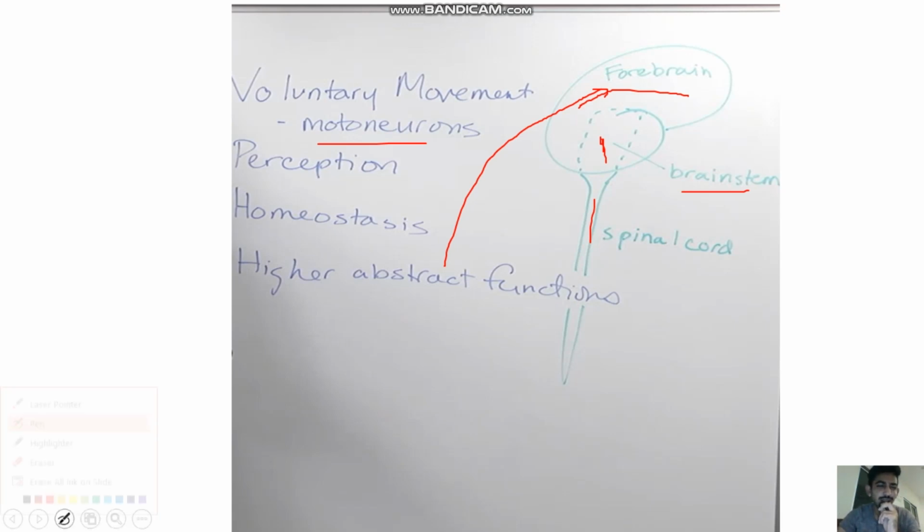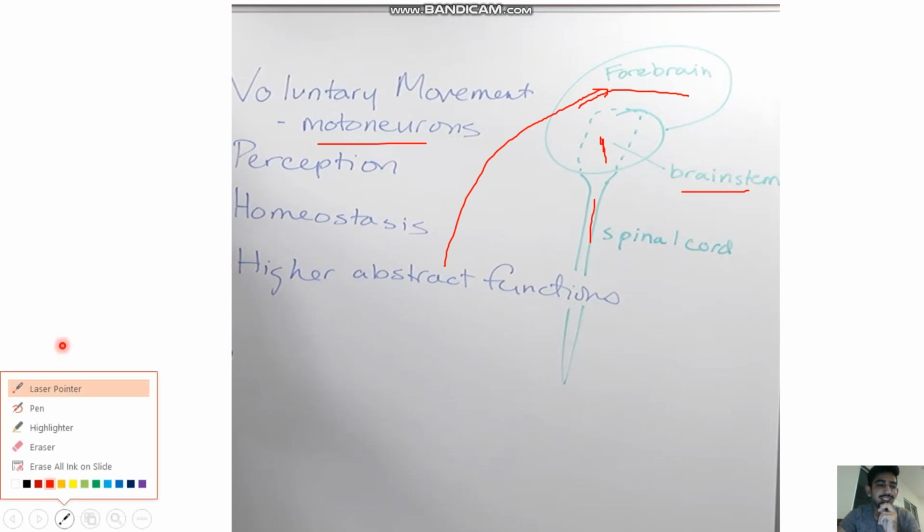Even if you lose neurons in your spinal cord and brainstem, even if you lose your brainstem and spinal cord, you can still keep your abstract function alive. You can still think. You can still make dreams. You can speak. Your language and all sorts of stuff can still be very much possible.